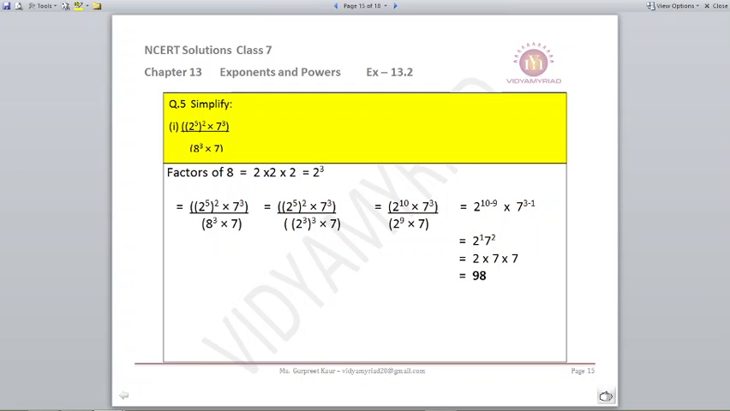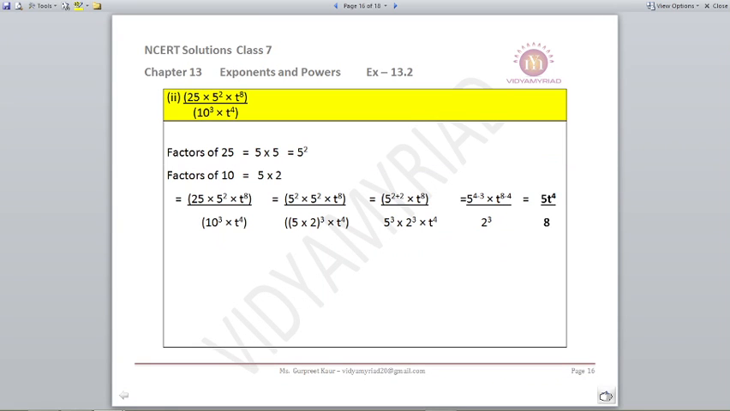Now we have 2 form and 7 form. So 2 raised to power 10 minus 9 multiplied by 7 raised to power 3 minus 1. 10 minus 9 is 1 and 3 minus 1 is 2. Answer is 2 multiplied by 7 into 7. Your final answer comes 98. So we will be finding the value in this.